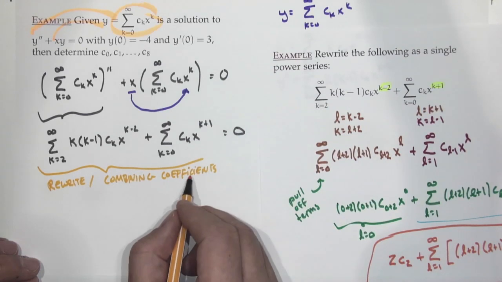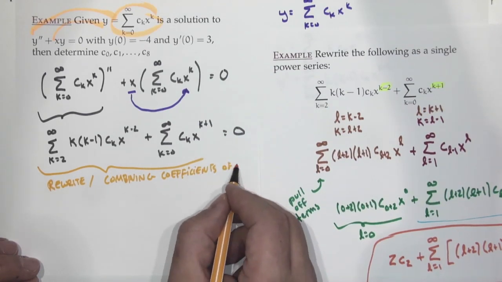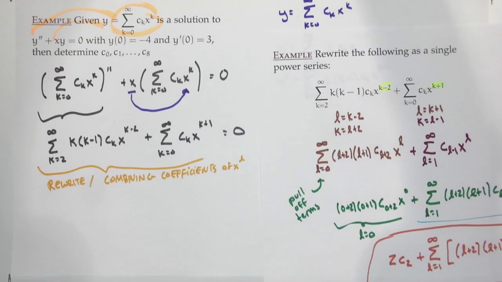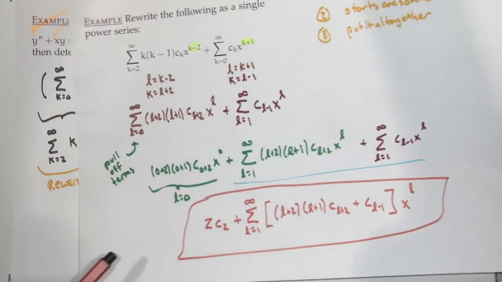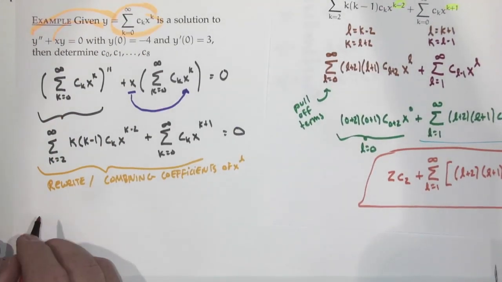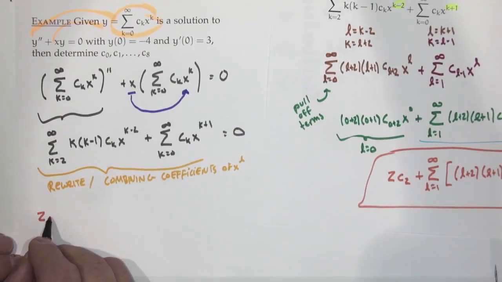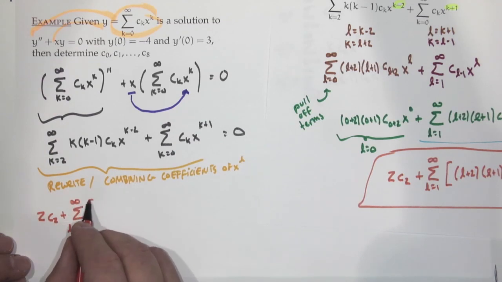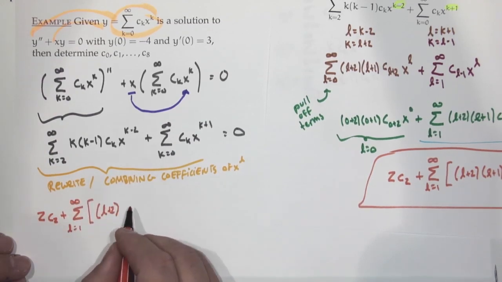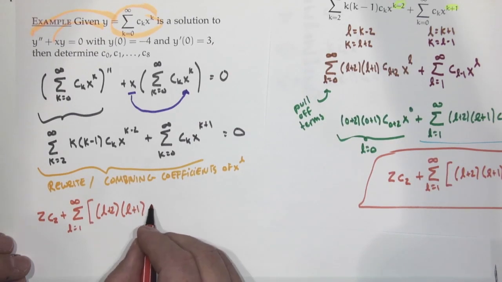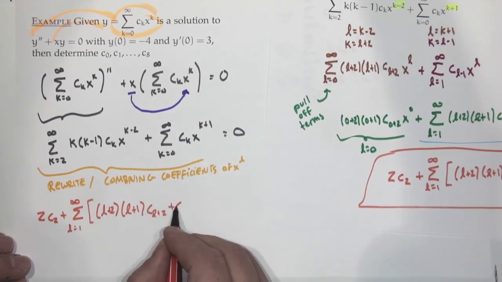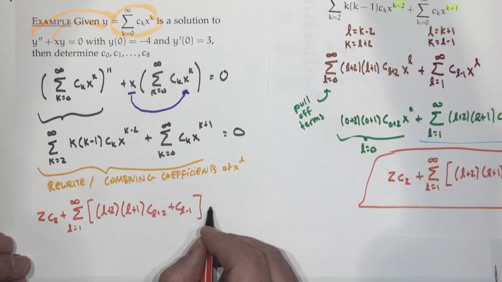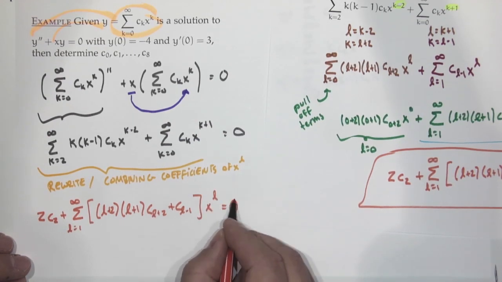I don't know why I put lowercase i's for some reason. It's very strange. All right, so here I'm going to rewrite it by just copying what we wrote. So we now have that 2C2 plus the sum 1 to infinity of (L plus 2)(L plus 1)C_{L plus 2} plus C_{L minus 1}, x to the L equals 0.